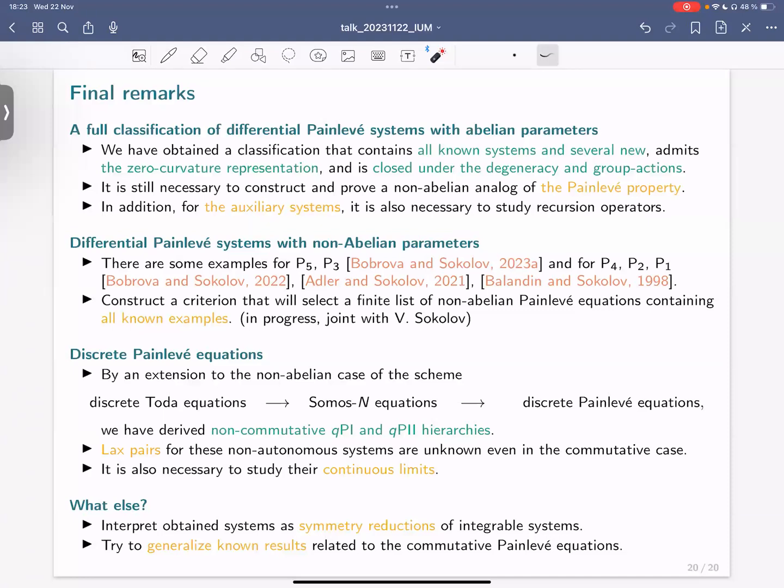And what else can we do in this topic? We can interpret all our obtained systems as some symmetry reductions of some integrable PDEs, and we also may generalize some known results related to the commutative Painlevé equations to the non-commutative case. So let me stop here, and thank you a lot for your attention.